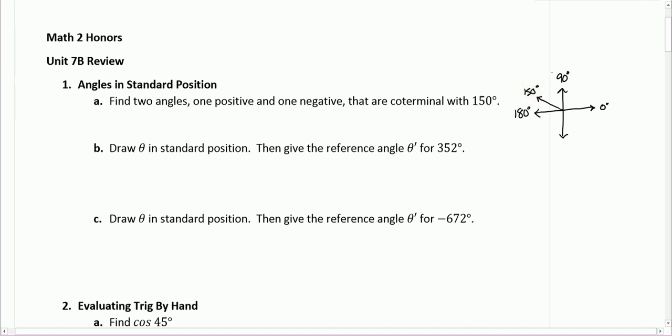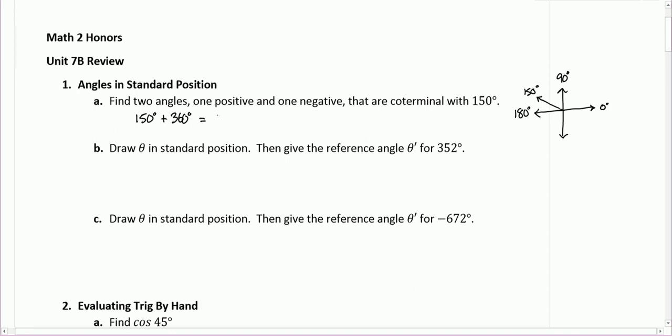In quadrant 2. Now if I circled around, went a full 360 plus another 150, I would end up in the same location, pointing in exactly the same direction. And because of that, the terminal sides would coincide, and that's why we call them coterminal. So the way to do this is you take your 150 degrees, add 360 to it, which is as if I started at 150 and just went a full circle around and ended at the same location.